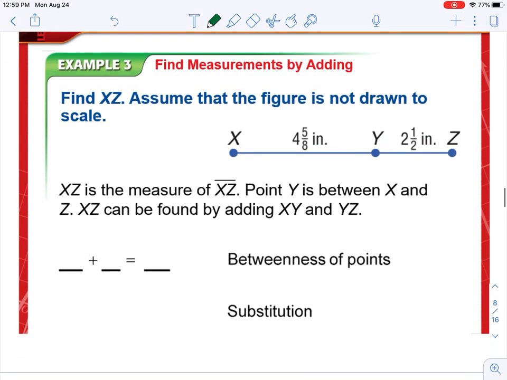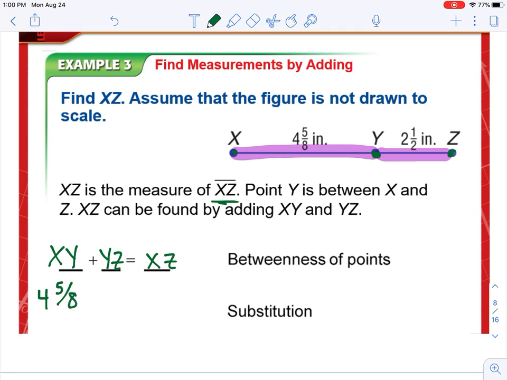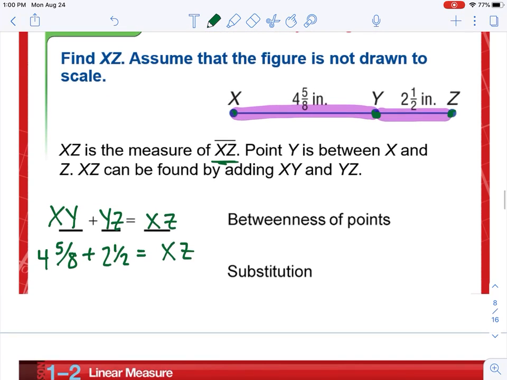Okay? So in this problem, we're going to find XZ, assuming that the figure is not drawn to scale. XZ is the measure of segment XZ. Point Y is between X and Z. XZ can be found by adding our two subsegments, the left segment XY and the right segment YZ. Now really the only thing that makes this problem tricky is the fact that we have to use fractions. So we have XY plus YZ equals XZ. We can go ahead and substitute in the values for each of those segments, and then solve by finding the common denominator and then adding.